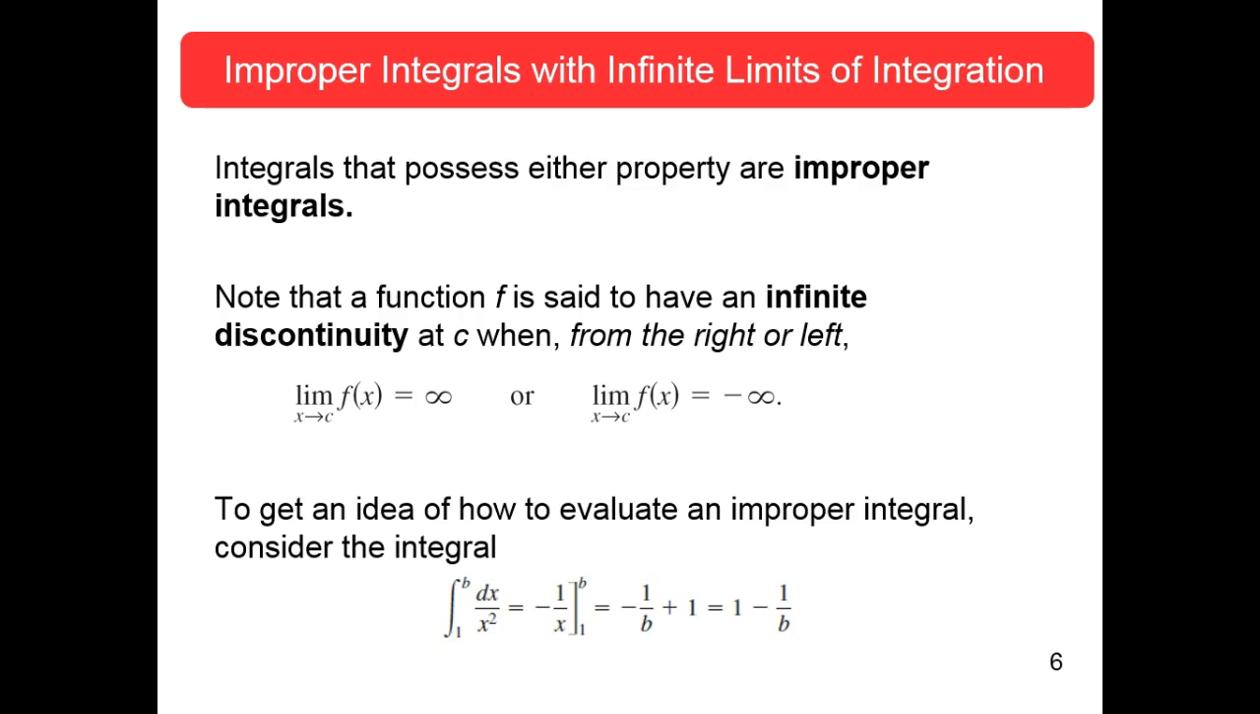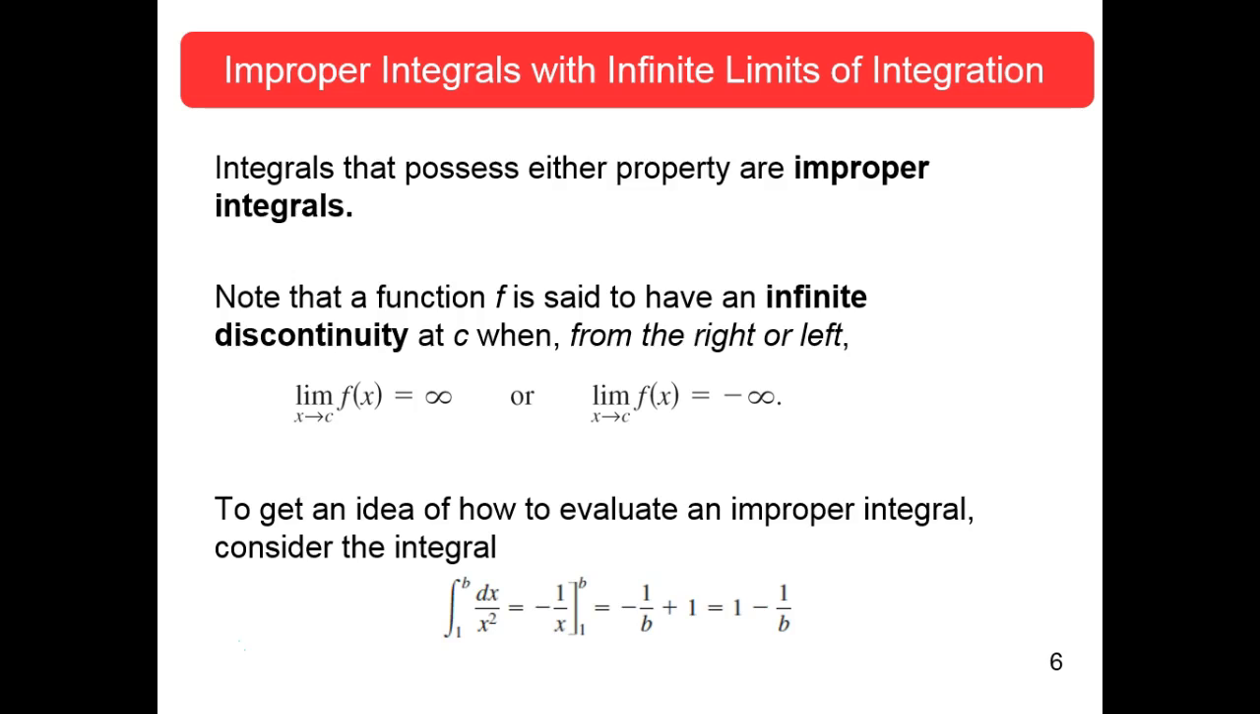Note that a function f is said to have an infinite discontinuity at c. This is the thing we're doing second. We're supposed to be doing infinite limits first. A function has an infinite discontinuity at c when, from the left or from the right, the limit as x approaches c of f of x is infinite. In other words, f of x goes to either positive or negative infinity as x approaches c, either from the left or from the right.